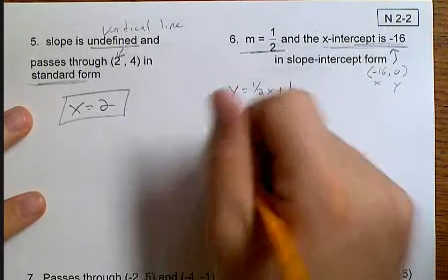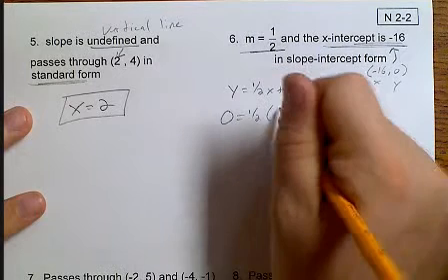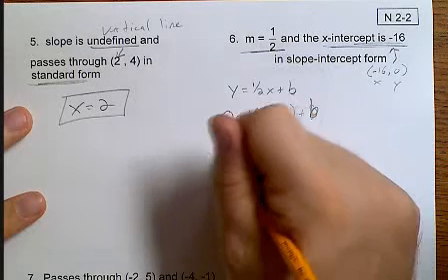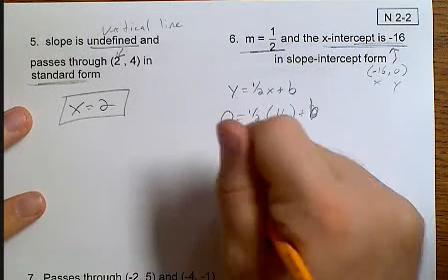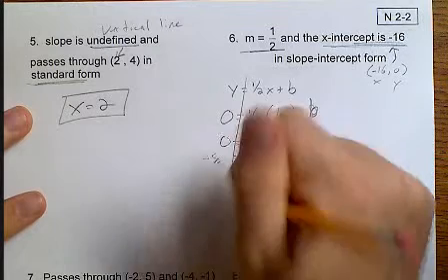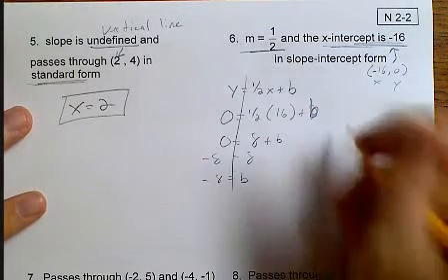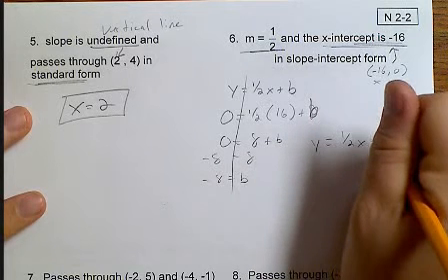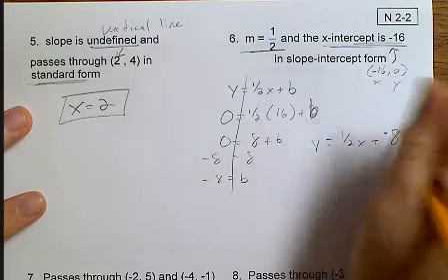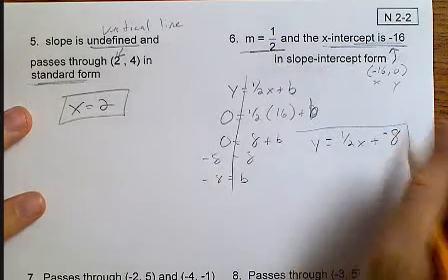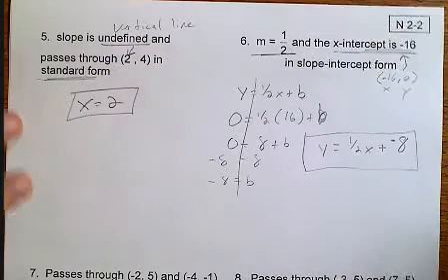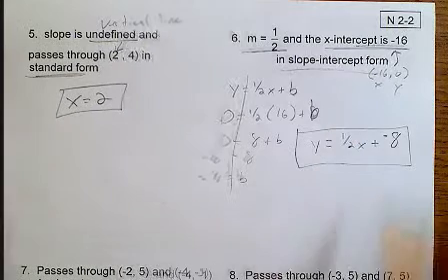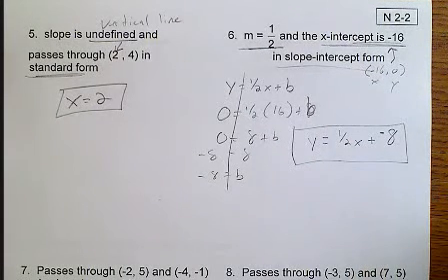Well, 0 equals 1/2 times 16 plus b. 0 equals 8 plus b. Subtract 8, and we get that negative 8 equals b. So we have y equals 1/2 x plus negative 8. Or I could have just written minus 8 instead, and it would have been the same thing. They want it in slope-intercept. We've given it in slope-intercept. We're done with number 6.